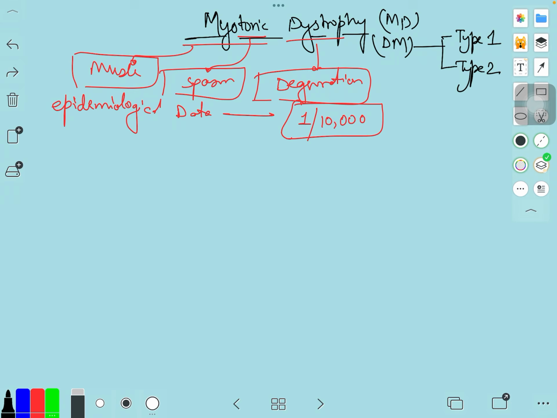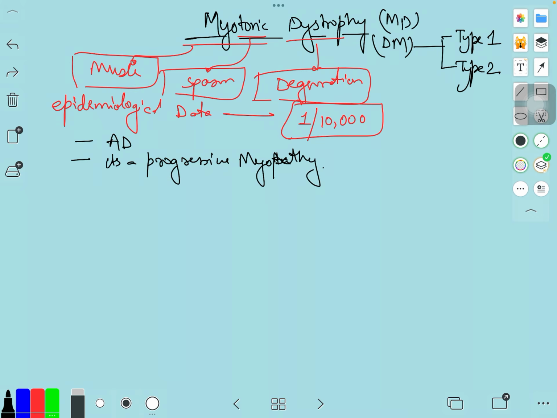Good. Now, it is also an autosomal dominant disorder. It is progressive in nature. It is a progressive myotonic myopathy.